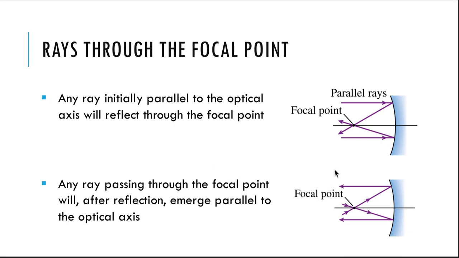any rays passing through the focal point, right, this picture looks identical to this one, but in this one, you can see that the rays are coming from here, and they're going through that focal point. When they're hitting the mirror, they emerge parallel to the optical axis. This other ray here that is going through that focal point is emerging parallel to the optical axis.